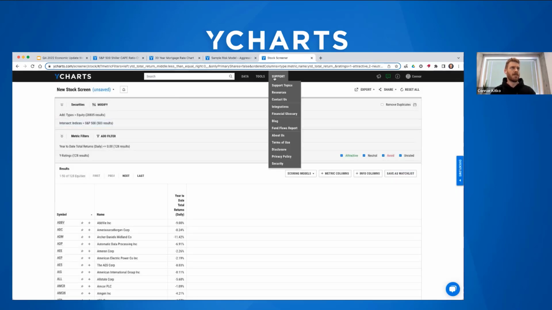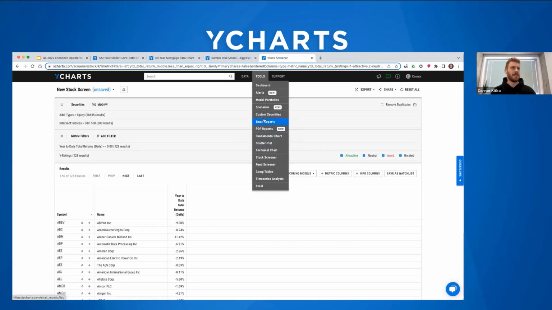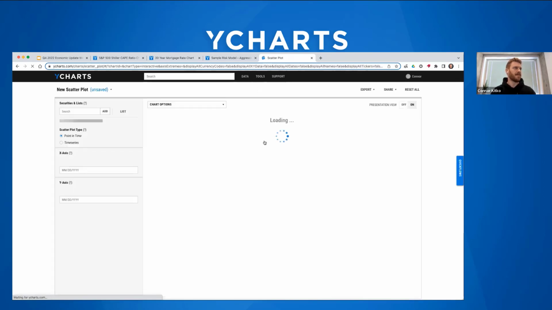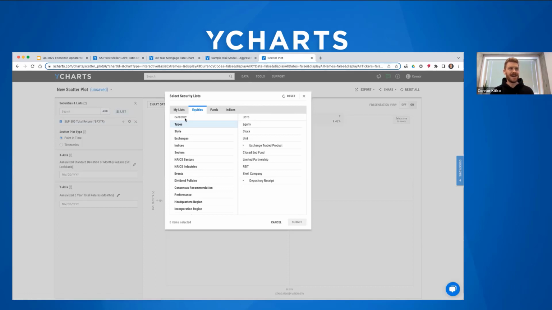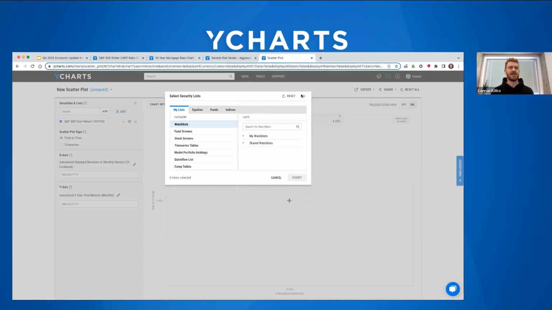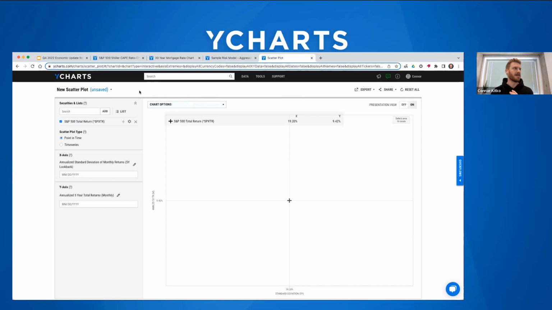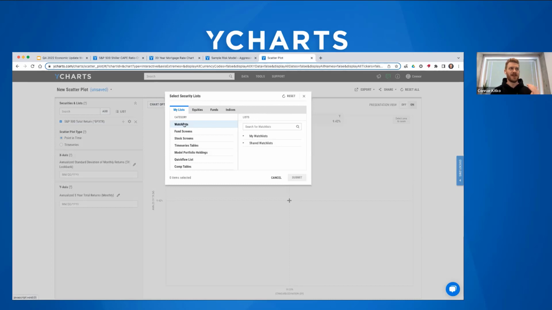Okay. And now I'm going back to my scatter plot. Where is it? There we go. And I can just search for those watch lists that I made. Whoops. Hold on here. Let's give YCharts a second to catch up to me. Oh, excuse me. I need to go into my lists, then my lists and watch lists. So apologies on the miscue there. Versus using that security search bar, I need to go into list to pull in my watch list.